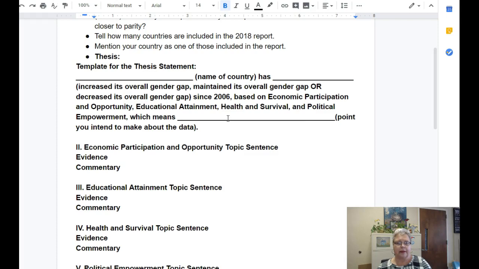getting the gender gap closer to parity, closer to equality. I expect to see some parity and disparity and equality and inequality because we're talking about that gap. This is equality, this is inequality. This is parity, this is disparity. So you're going to need to use those terms. All right, so that's your introduction.